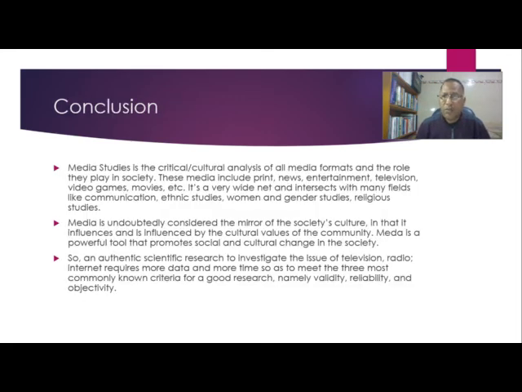Thus far, we have come to this conclusion: media studies is the critical and cultural analysis of all media formats and the role they play in society. So it is not only important to know what media studies is about, it includes all these forms of media, notably print, news, television, and video games. Nowadays we talk about the internet, we talk about Web 2.0, Web 3.0, Web 4.0. These are types of internet forms.